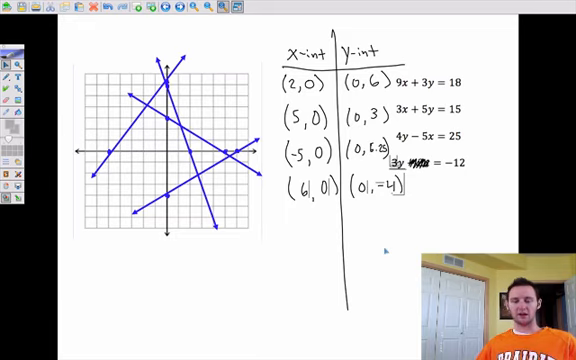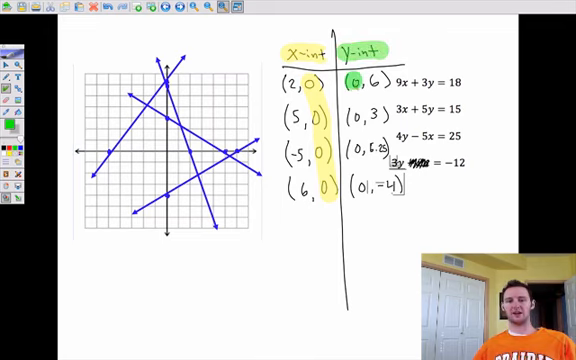I just want to highlight a couple things for you. If you look at the x-intercept, every single x-intercept in the entire world has a y-coordinate of 0. X-intercepts have a y-coordinate of 0. Y-intercepts have an x-coordinate of 0. Every single y-intercept in the whole entire world, no matter how big or small your graph is, decimals, fractions, whatever, the x-coordinate is always 0.